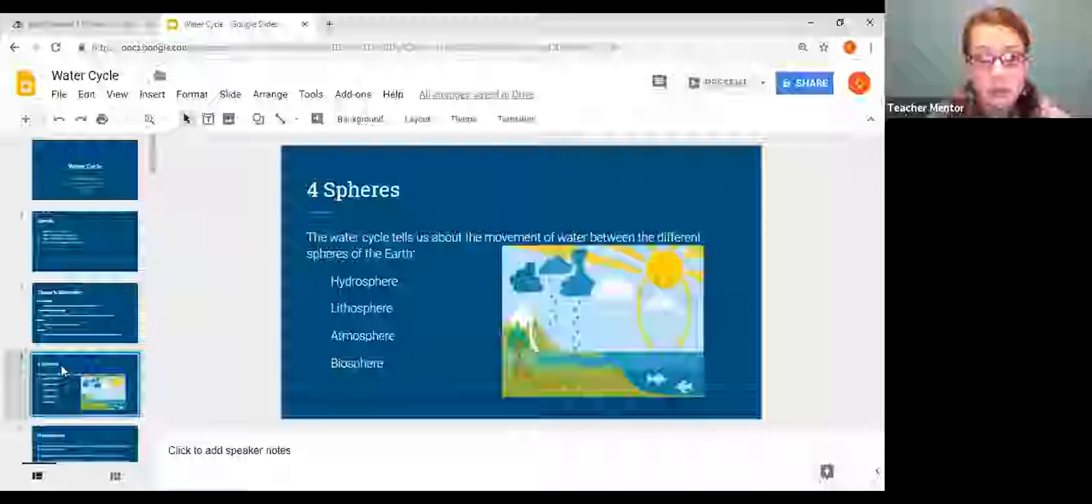Before we get started with the water cycle, we need to talk about the four spheres of the Earth. They're pretty important in terms of how water moves in between them. So we have the hydrosphere, lithosphere, atmosphere, and biosphere.